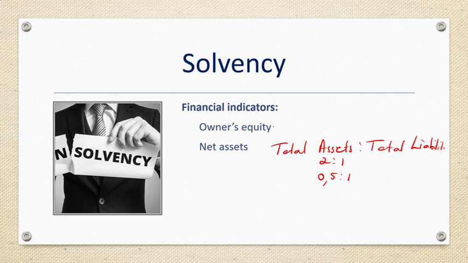Why do we refer to owner's equity here? Net assets will be assets minus liabilities. Owner's equity equals assets minus liabilities. So that is where that comes from. But again, it is: can they repay all their debt?